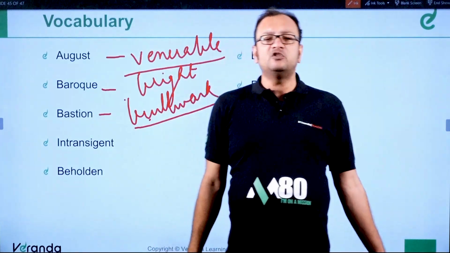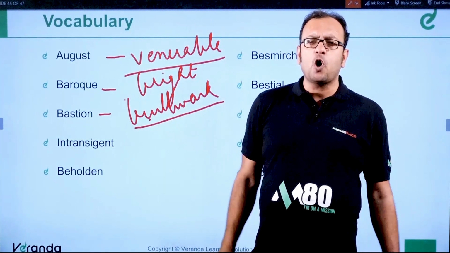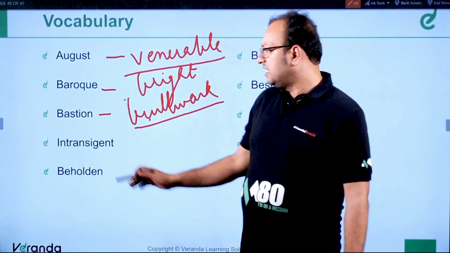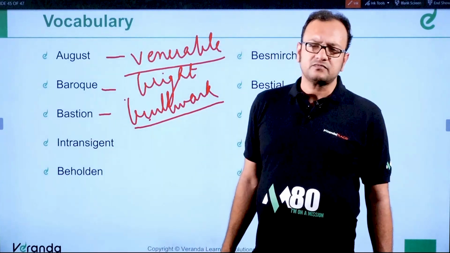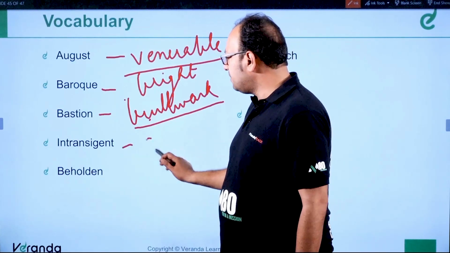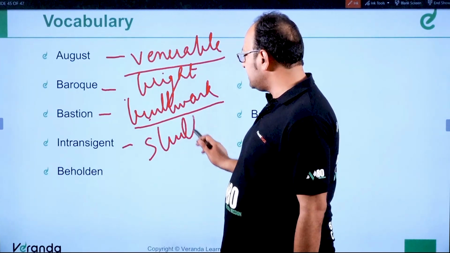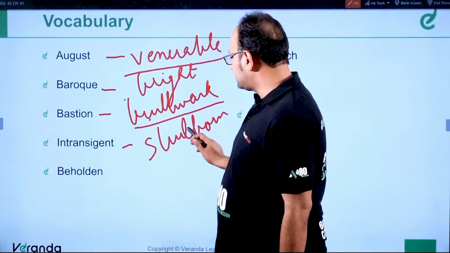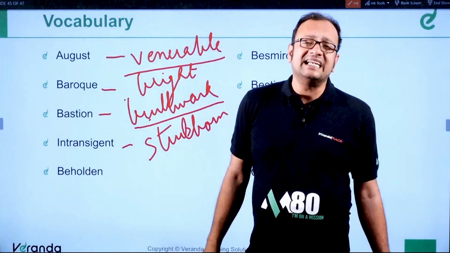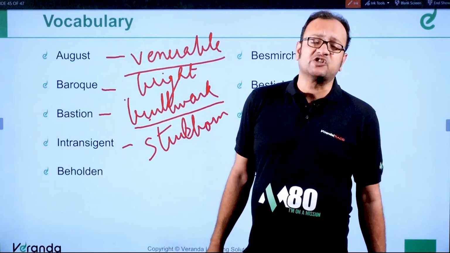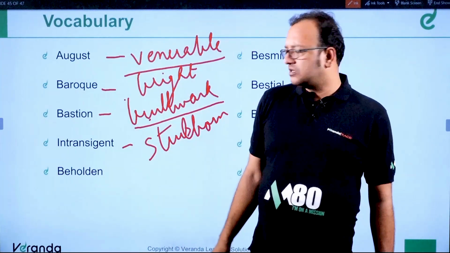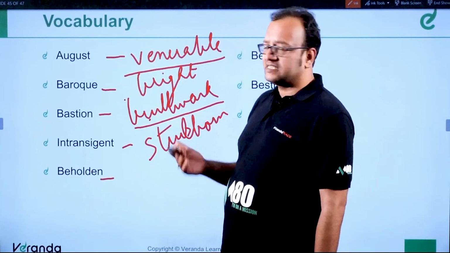Intransigent means one who is not ready to change himself. A very stubborn, obstinate person, relentless, adamant, is known as intransigent. Stubborn is the best word for this. Okay. Beholden. Beholden means indebted or obligated, obliged. If I am beholden to you, it means I am obliged to you, obligated towards you.